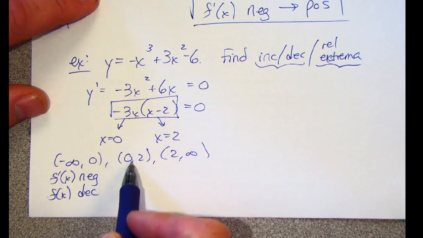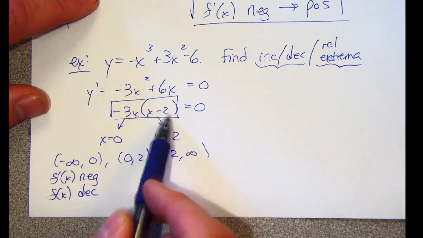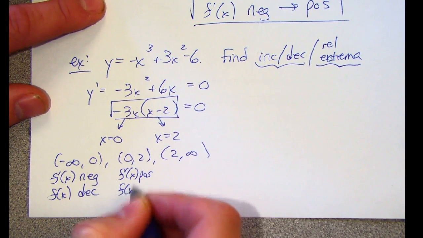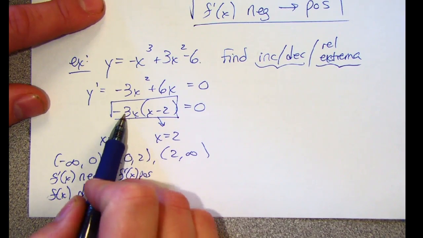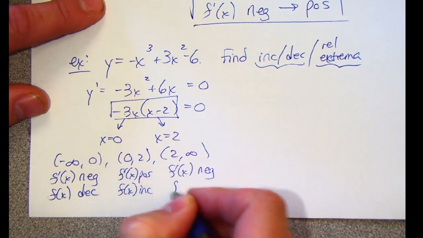I'm going to use 1 here. So negative 3 times 1 makes this piece negative. 1 minus 2 makes this piece negative. So negative times a negative means the derivative is positive and f of x is increasing. Pick like 10. I make this piece negative, this piece positive. So f prime of x is negative and f of x is decreasing.